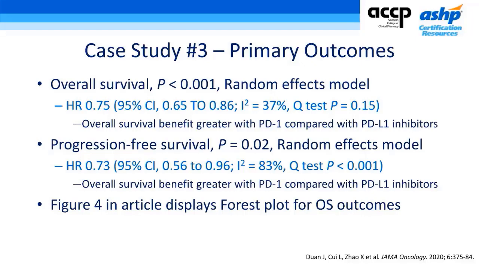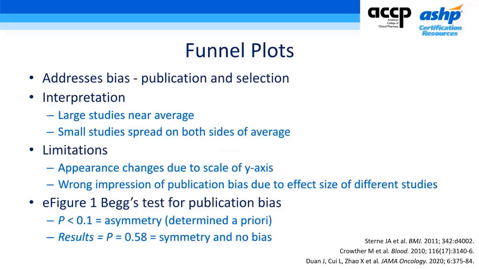survival outcomes. In the practice question, I mentioned something about a funnel plot, and I just want to touch on this for this slide. So funnel plots depict and address bias within the article, and that could be publication or selection bias of the different articles that are included. And so the interpretation of funnel plots is that the larger studies are more near the average, and the smaller studies are spread out on both sides of the average.